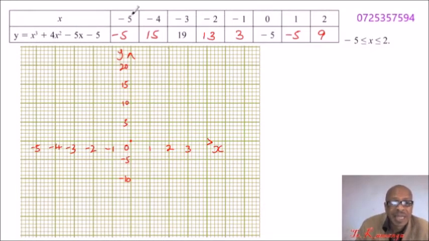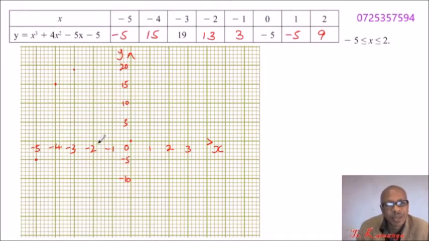So we have when x is minus 5, y is minus 5. So that's where we put our point. You can use a dot or you can use an X like that. Both are okay, whichever you are comfortable with. But for me, I'm going to use the dots. When x is minus 4, y is 15. So that's where we have our point. When x is minus 3, y is 19. That's where we have 19.